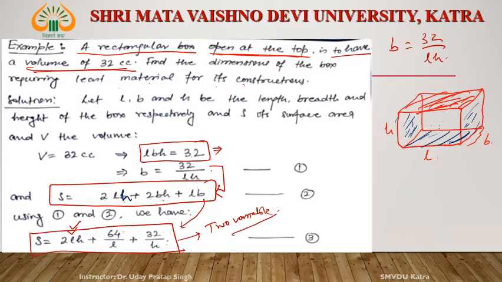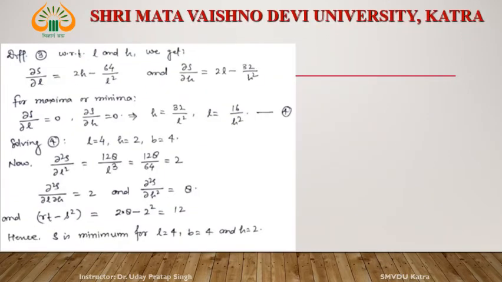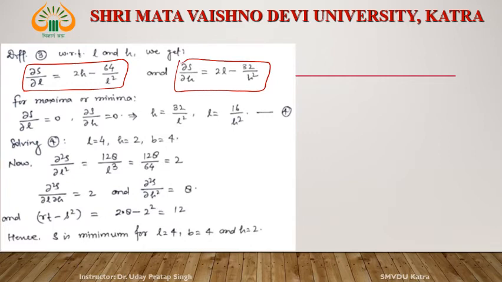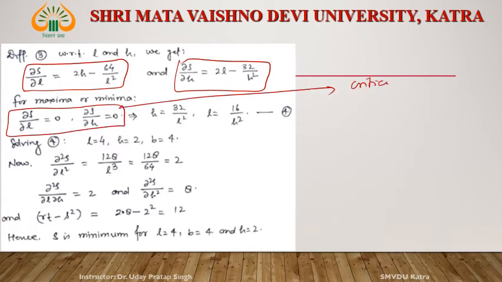So apply our previous concept of maximum and minimum for two variables. Now, dou S by dou L and dou S by dou H is equal to 0, right? This gives the critical point. Now see, dou S by dou L is equal to this thing and dou S by dou H is equal to this thing. This is for finding out the critical point.